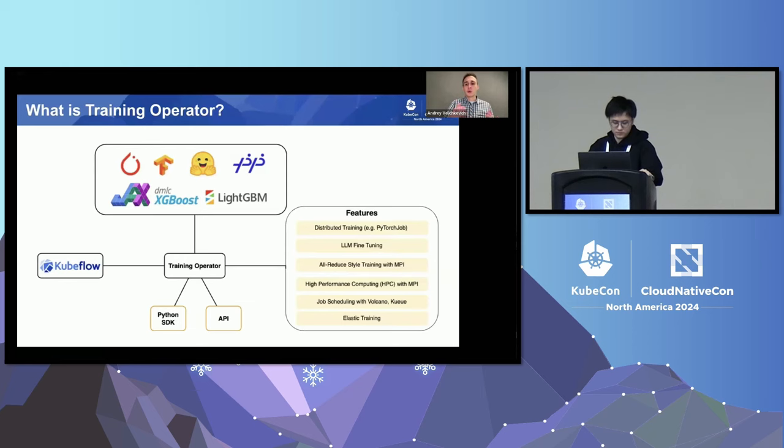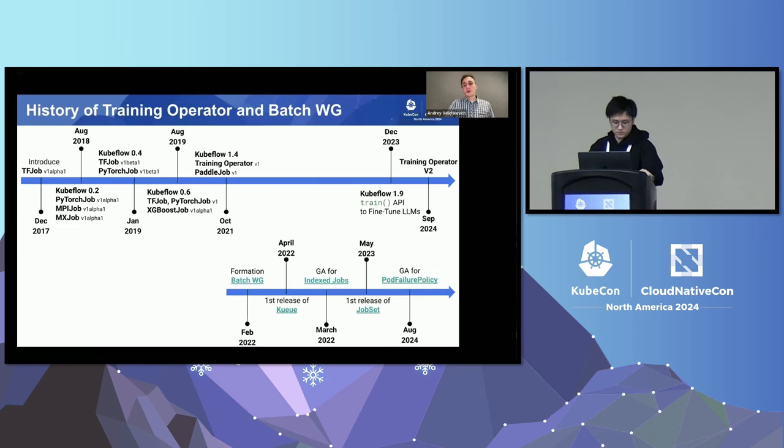And we also have features around all-reduce type of training. I also want to spend a little bit of time on the history of Kubeflow and the training operator. Back in 2017, when Google introduced the Kubeflow project, they created a component called TensorFlow operator, which orchestrates TF jobs. TF jobs allow you to run TensorFlow tasks on top of Kubernetes natively.